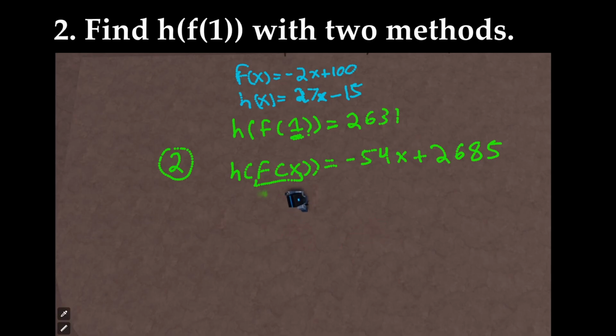in 1 into this function. So to plug in 1 into this function, just put in a 1 wherever we see an x. That's the only place where x is, right over there. Just plug it in. That's minus 54 times 1 plus 2,685. Minus 54 times 1 is just minus 54. And then just do minus 54 plus 2,685. And if you do that, you should get the same result as before, which is 2631.